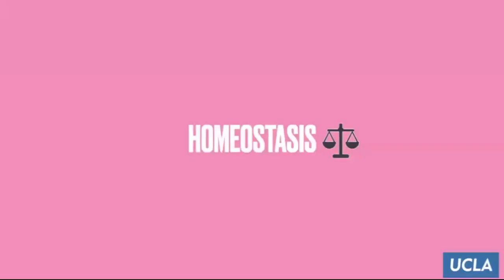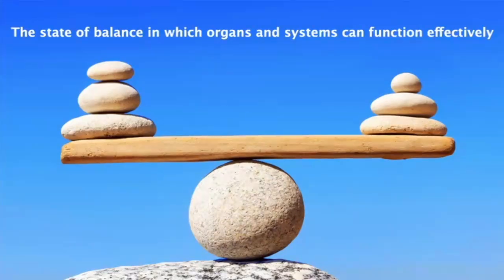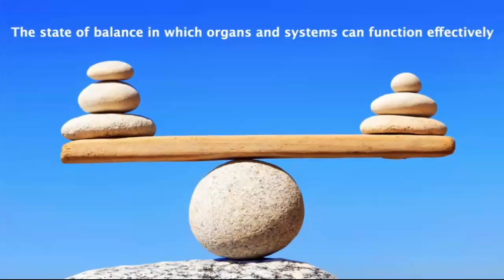Balancing life. When we talk about balancing life, we want to think about the term homeostasis. And simply, homeostasis is stabilizing internal conditions. It's a constant balance. It's a maintenance of a stable internal environment.